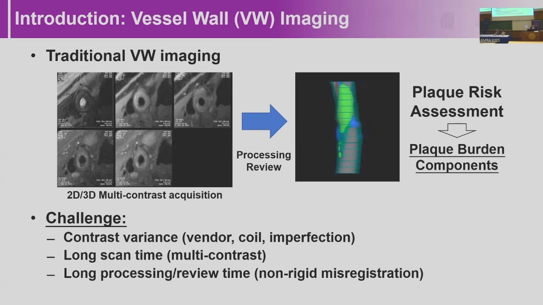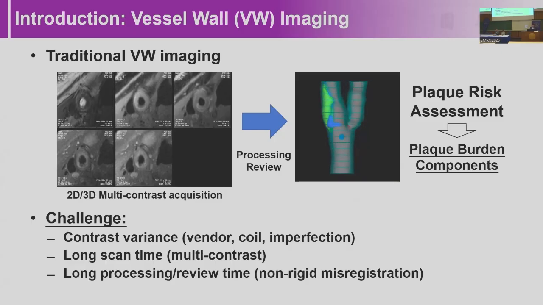But the challenge of vessel wall imaging is related to weighted imaging itself. The first thing is that the contrast varies based on the scanner type, the coil, and the imperfections of the system itself. This is a quite traditional challenge, common to all weighted imaging. It will cause some problems in longitudinal studies.